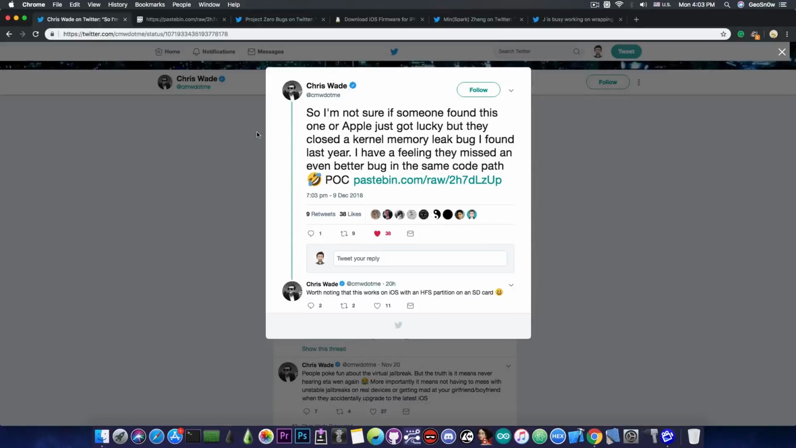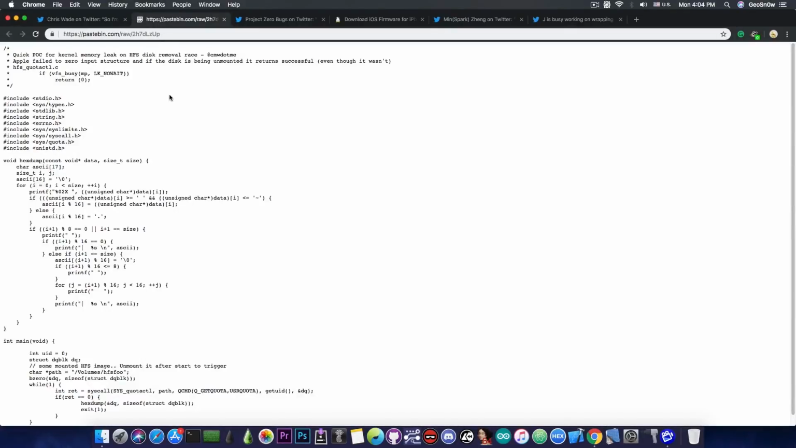But yes, this cannot be used in a jailbreak, at least not in an easy way, without having to do some mumbo jumbo with an SD card, with a partition and so on. But yes, it's definitely a powerful bug in itself, and it is indeed a shame that Apple still has this kind of bugs as of today.